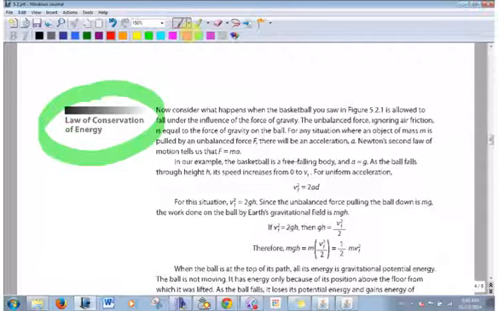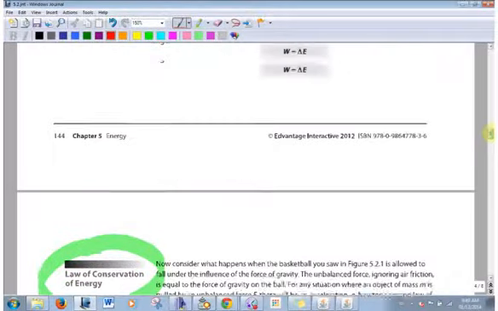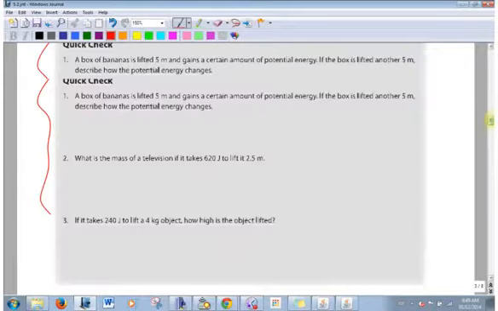Total energy is conserved. We're not looking at something that huge. We're just looking at a tiny little system. But total energy is conserved. So let's go back and look at this basketball.